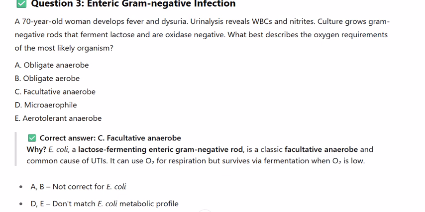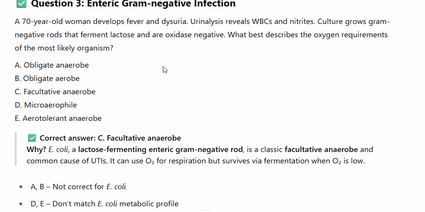A. Obligate anaerobe. B. Obligate aerobe. C. Facultative anaerobe. D. Microaerophile. E. Aerotolerant anaerobe. Correct answer, C. Facultative anaerobe. Why? E. coli, a lactose-fermenting enteric gram-negative rod, is a classic facultative anaerobe and common cause of UTIs. It can use O2 for respiration but survives via fermentation when O2 is low.